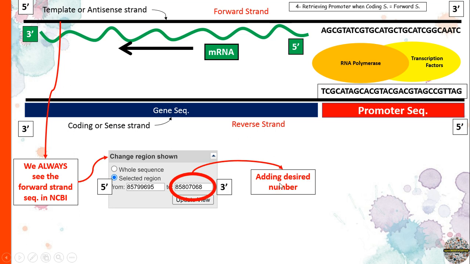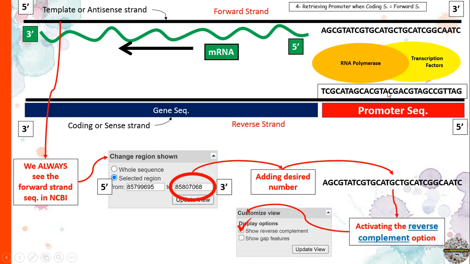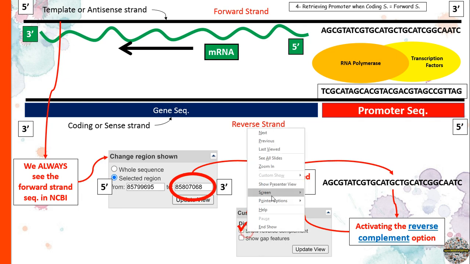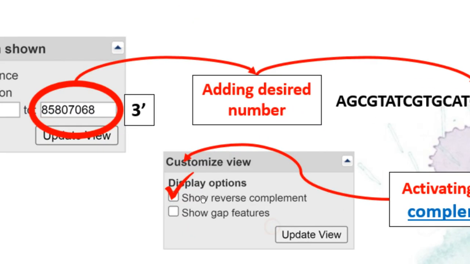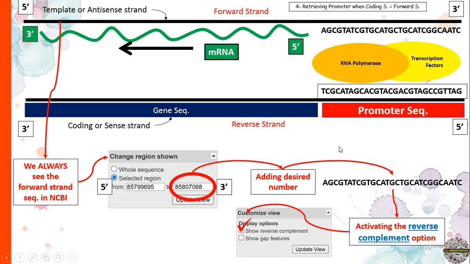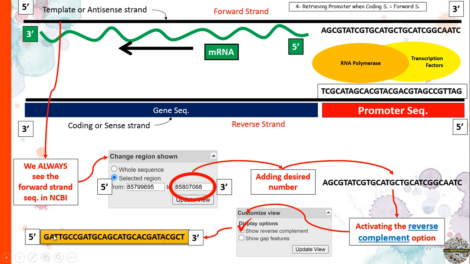So if we add the desired number, we get this sequence, which is right here. And if we want to get the promoter sequence, we need to activate the reverse complement option. There is another box below this box in NCBI, and we just need to activate show reverse complement in NCBI, so that we can get the promoter sequence. And if we do that, we get the promoter sequence.